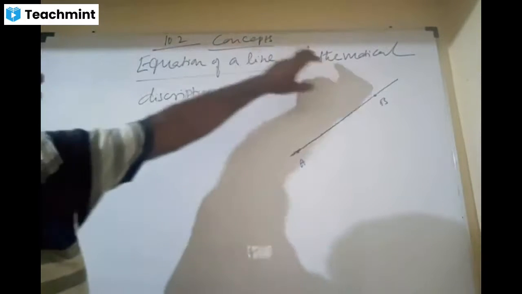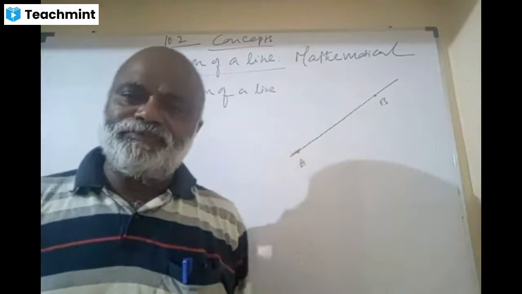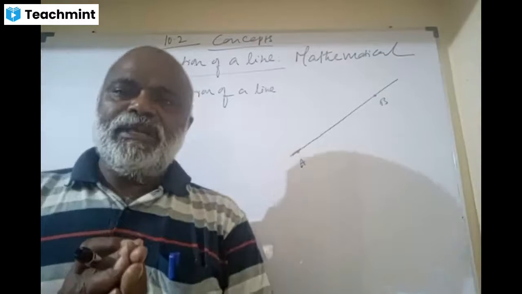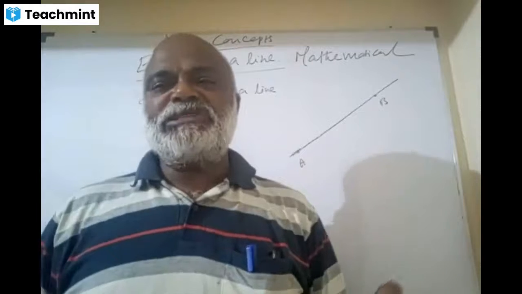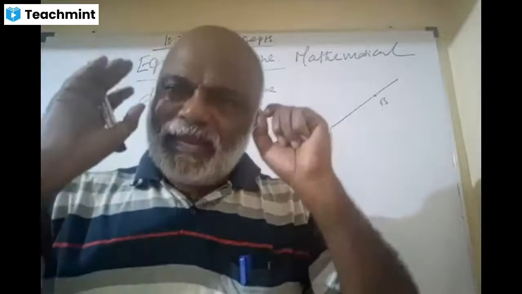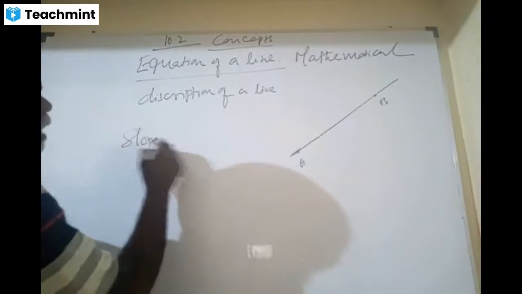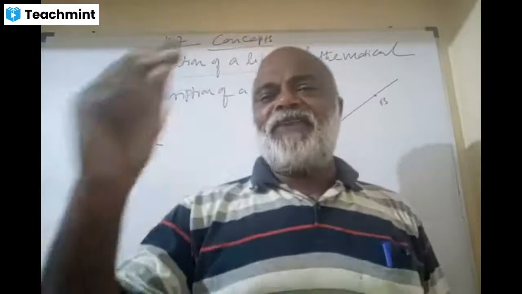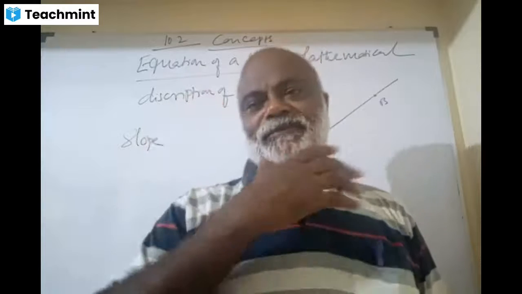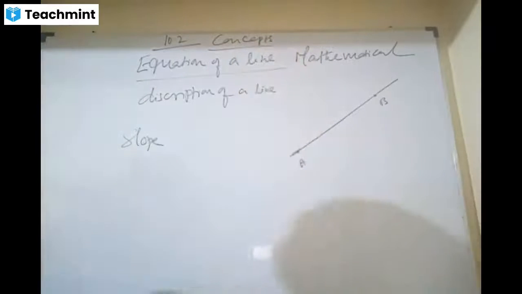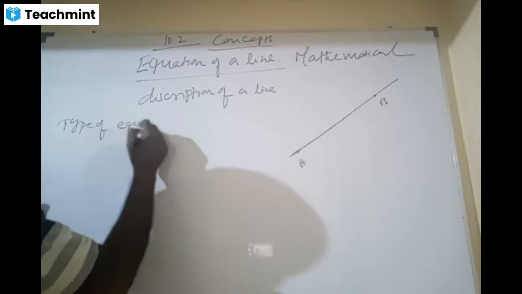Friends, the equation of a line is nothing but the mathematical description of a line. If 2 points are given, the line is fully described, and then you have to write the equation. When 2 points are given, you can find the slope of the line. Friends, slope is the integral part of a line. Based on the slope formula, you are going to derive each and every type of equation of a line. First of all, I'll tell you the types of equations of a line based on the given things.